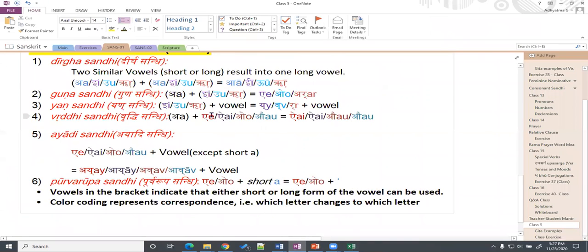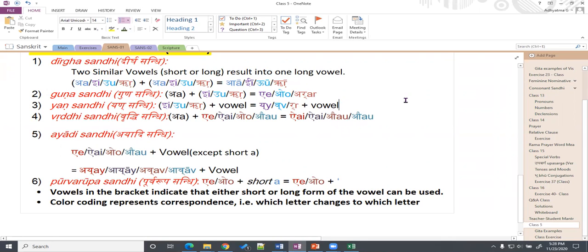So Ikara, Ukara, Rikara plus a dissimilar vowel: here the second vowel does not change. Unlike the previous two cases, where both of the vowels result in a third vowel, here the second vowel does not undergo any change. Only the first vowel undergoes a change.